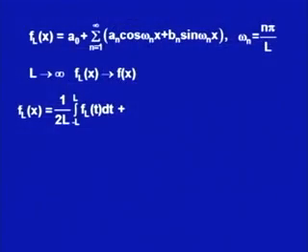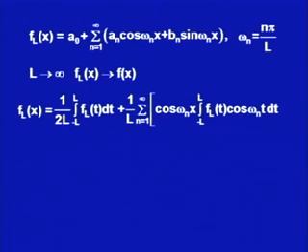Now, a naught is 1 upon 2L, integral from minus L to plus L of f_L(t) dt. I am changing the variable x to t in the integral, because f_L(x) is being represented at x. So all the integrals and integrands we change to t, so that there is no confusion between the integrand and the value at the point at which the function we are evaluating.